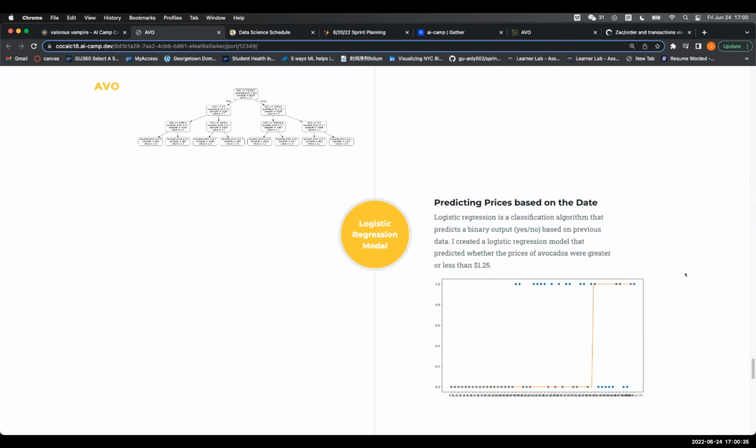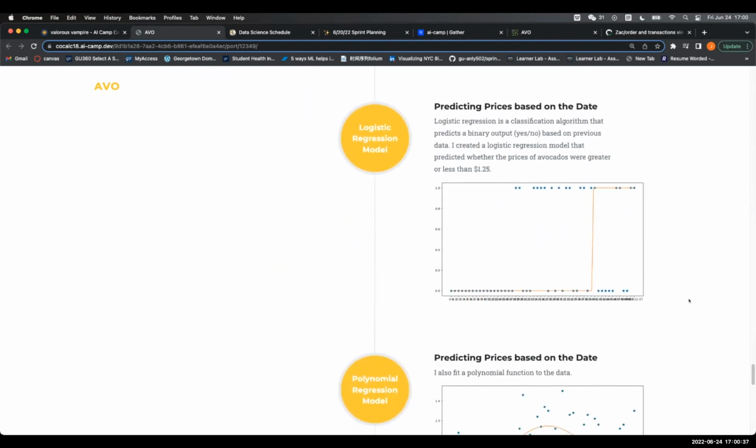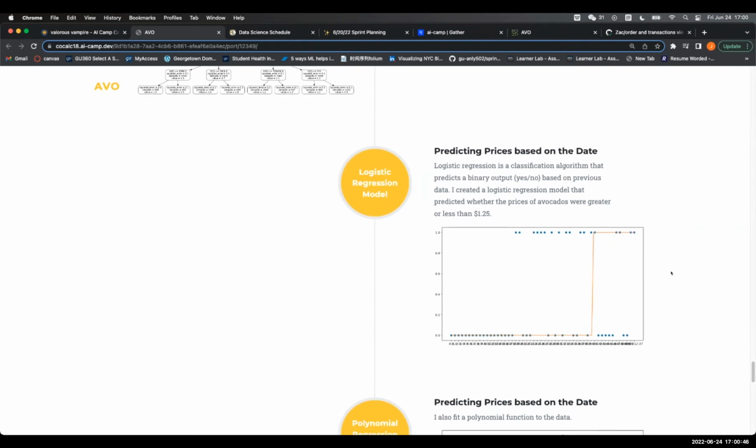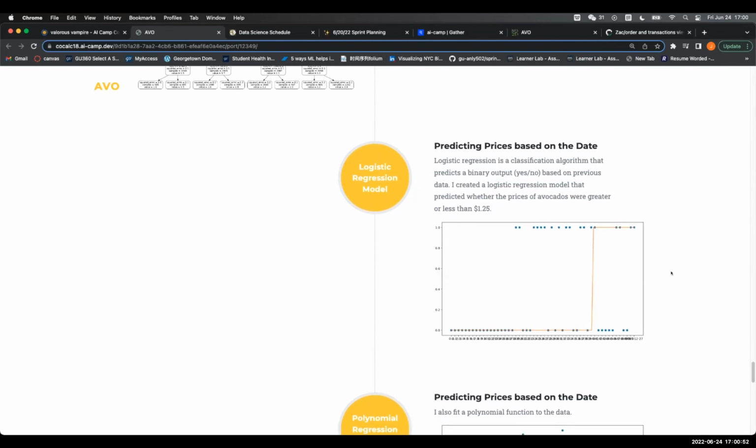Logistic regression is a classification algorithm that predicts a binary output, basically yes or no, based on previous data. I created a logistic regression model that predicted whether the prices of avocados were greater or less than $1.25. The x-axis is the date spaced out in weeks, and 0 on the y-axis stands for the price being less than $1.25, and 1 stands for the price being greater than $1.25.